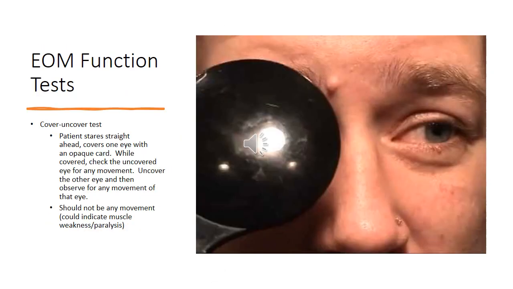Another way of testing the EOM function is to do the cover and uncover test. The patient stares straight ahead. One eye is covered with an opaque card. While covered, you check the uncovered eye for any movement. Uncover the other eye and then observe for any movement in that eye.